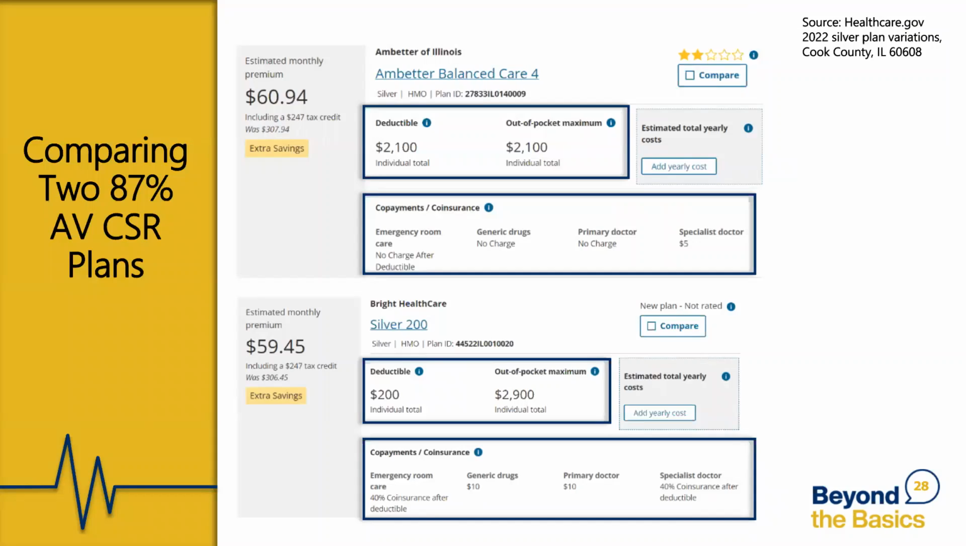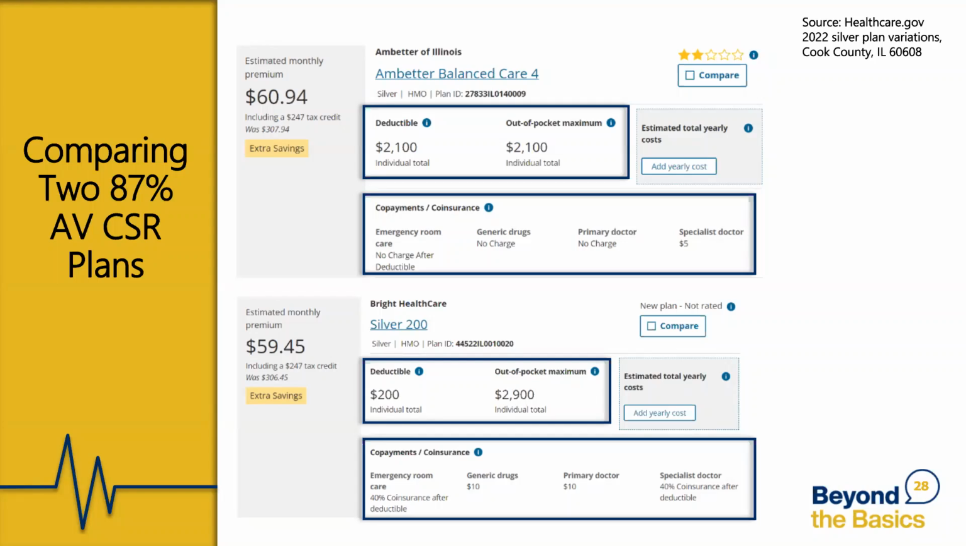And then I wanted to show an example of two plans that are within the same CSR level. So two 87% AV plans with the reduced cost sharing that I was just talking about. I think it just goes to show why it's important to compare plans, even when someone's qualifying for cost sharing reductions. You might think, oh, it can't be that different, but it really can be. Even with AVs that are higher, it can be quite different in terms of the way the costs are structured and what the person might experience depending upon the health services that they use.